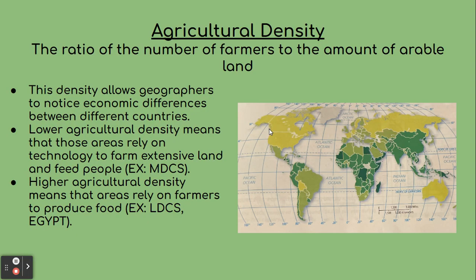arable land. And last but not least, agricultural density, the ratio of the number of farmers to the amount of arable land. This density allows geographers to notice economic differences between different countries. Lower agricultural density means that those areas rely on technology to farm extensive land and feed people. Examples can be seen in more developed countries. Higher agricultural density means that areas rely on farmers to produce food. Examples can be seen in less developed countries, more specifically Egypt, which we discussed before.